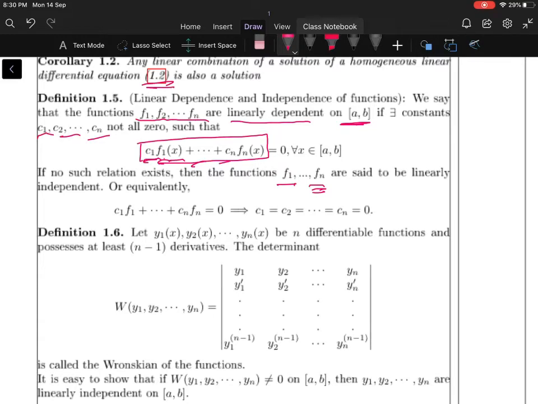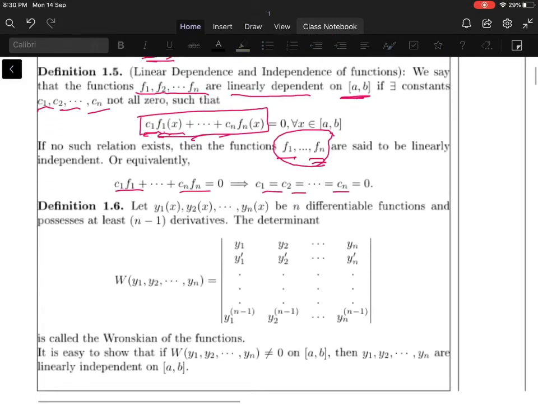Otherwise, or equivalently, we can write that c1 f1, etc., cn fn is 0. This implies all the constants are zeros. If all the constants are 0, then these functions are linearly independent functions. Let me take one example so you can understand it easily.